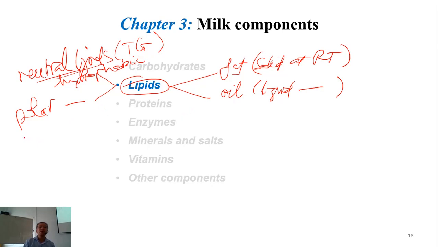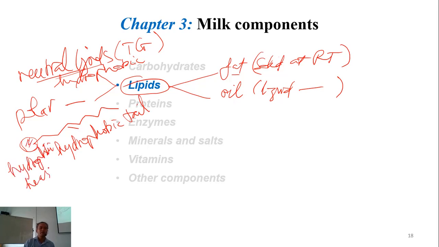Polar lipids normally have this structure: a hydrophilic head and a hydrophobic tail. The head is water loving, the tail is water hating. The head normally directs to the water phase, and the tail is dissolved in the fat phase, in the triglyceride phase. Basically, polar lipids are not soluble in water, and also not soluble in fat, in triglyceride. They normally go to the interface.